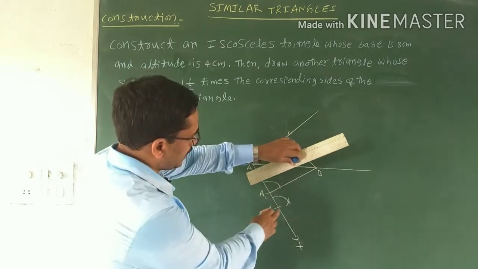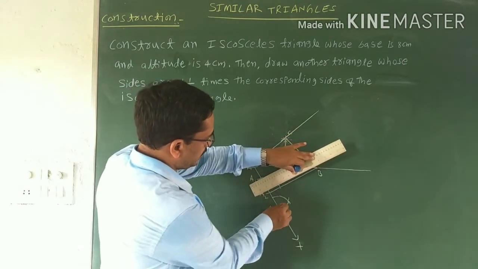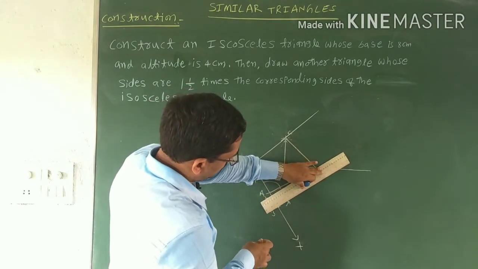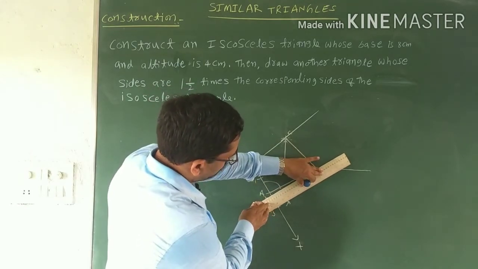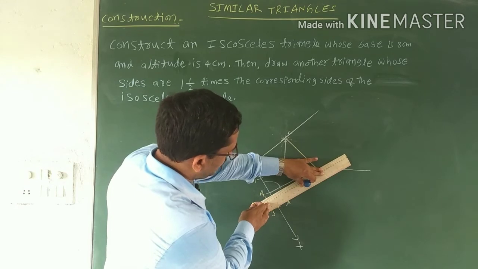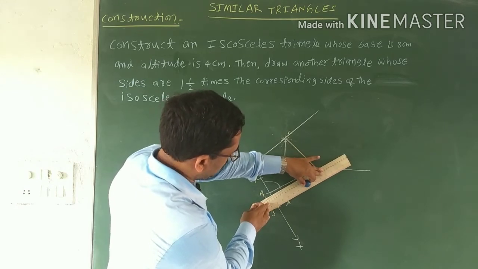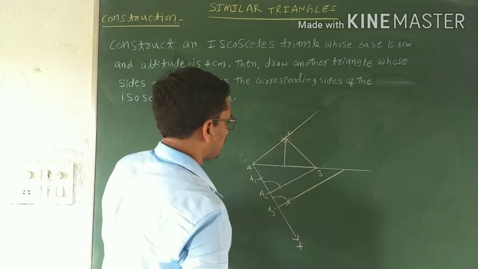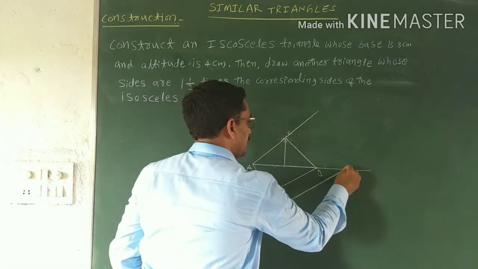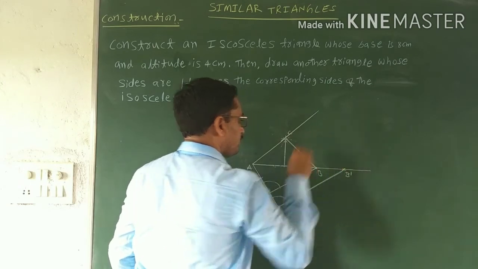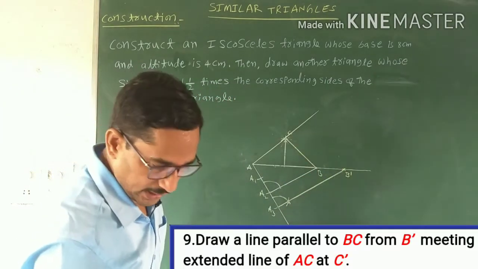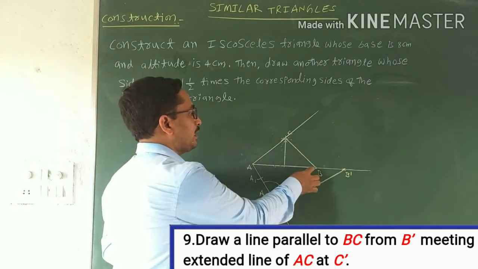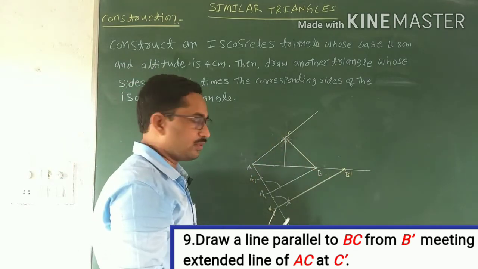Now from the point A3 and from the point of intersection of the arcs, draw a line which is parallel to A2B. So like this. And it intersects the extended line at B dash. Locate the point as B dash. Next, again we have to draw a line from B dash which is parallel to BC.